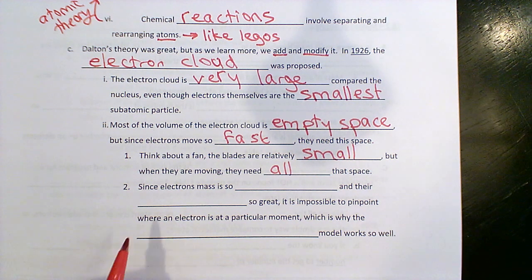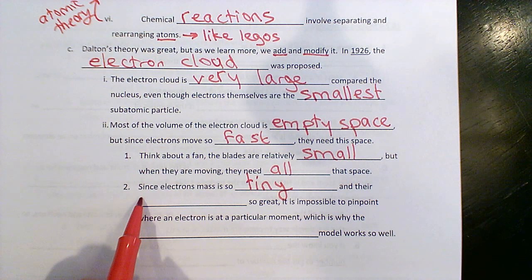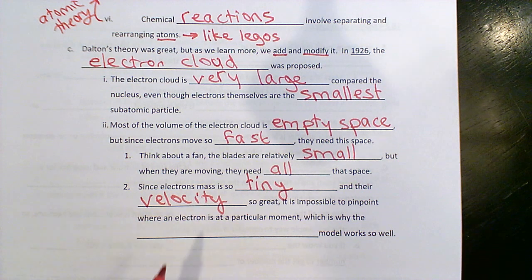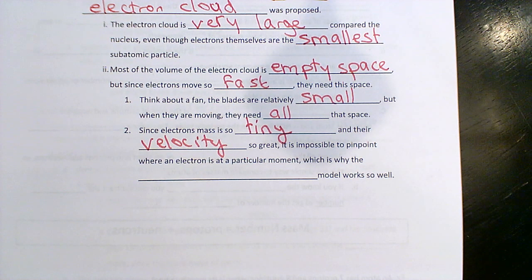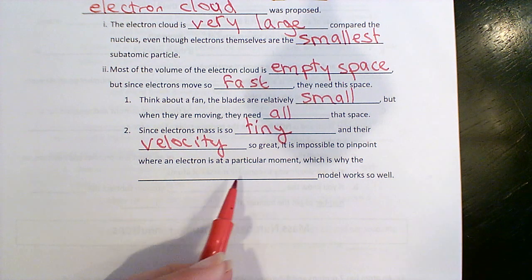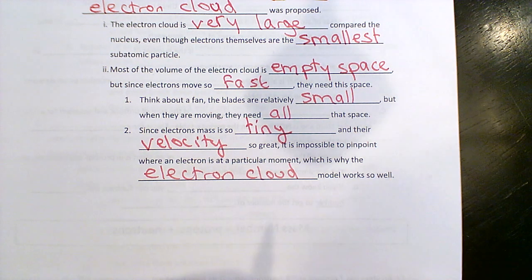So since an electron's mass is so tiny and their velocity so great, there's a theory in science that says it is impossible to pinpoint where an electron is at any particular moment, which is why when we call it the electron cloud, that idea works pretty good, because it's just kind of this fuzzy area where the electrons are. We're not saying, oh, there is an electron and there is an electron. It's kind of like, oh, they're around in that general space.